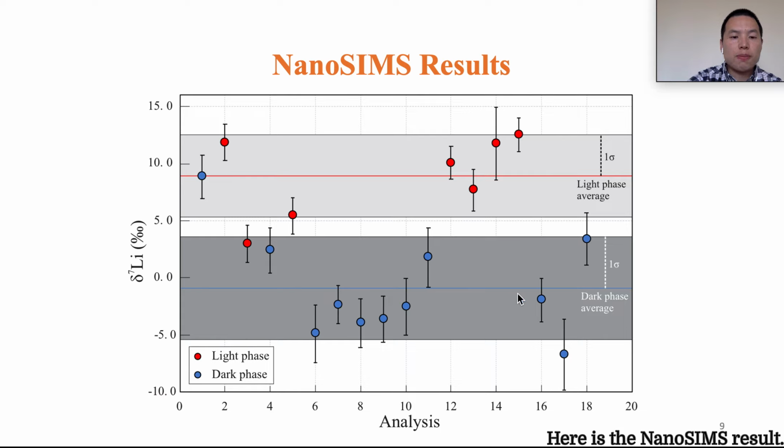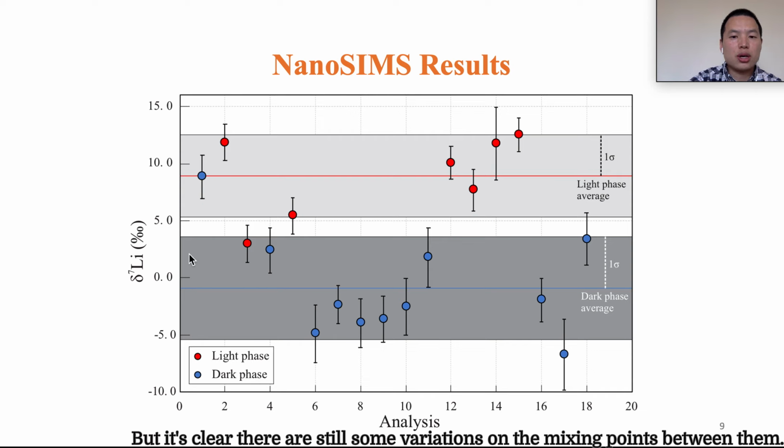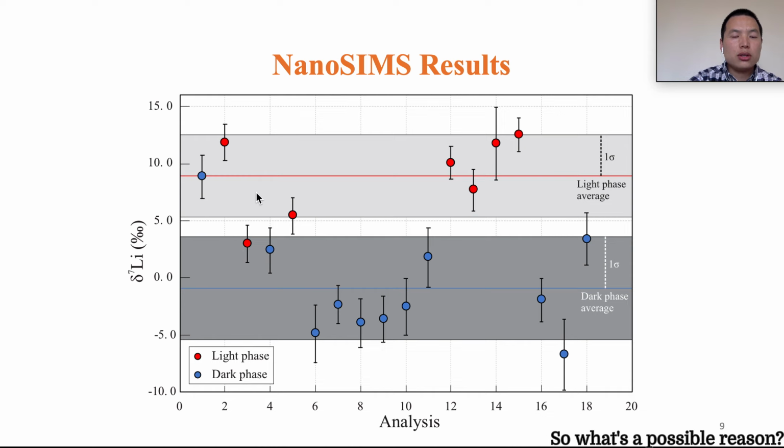Here is the NanoSIMS result. Generally speaking, we can see the lighter phase is more positive in delta lithium-7 than the dark phase here. But it's clear there are still some variations and mixing points between them. So what's a possible reason?